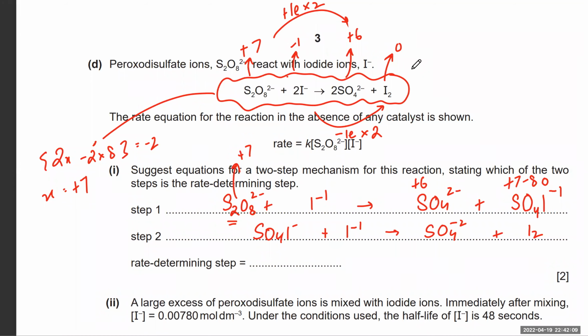The only issue over here was that you had to keep track of the electrons as well. If you're dividing it into two steps, you're going to keep track of the electrons that are being lost and gained. So you've got to do that as well.